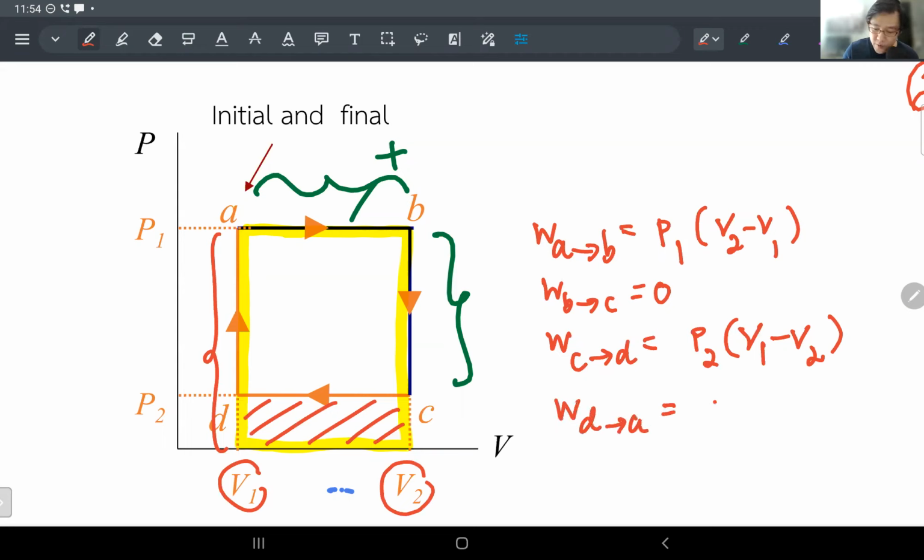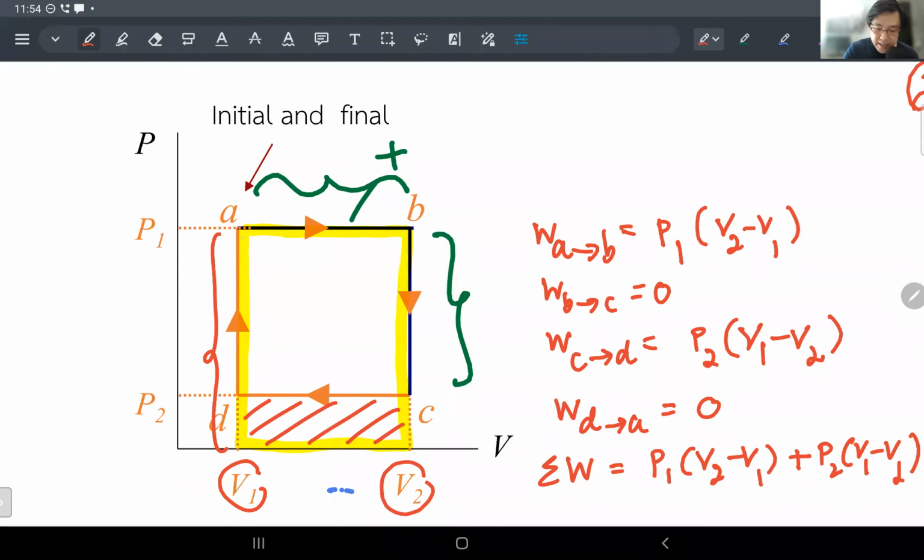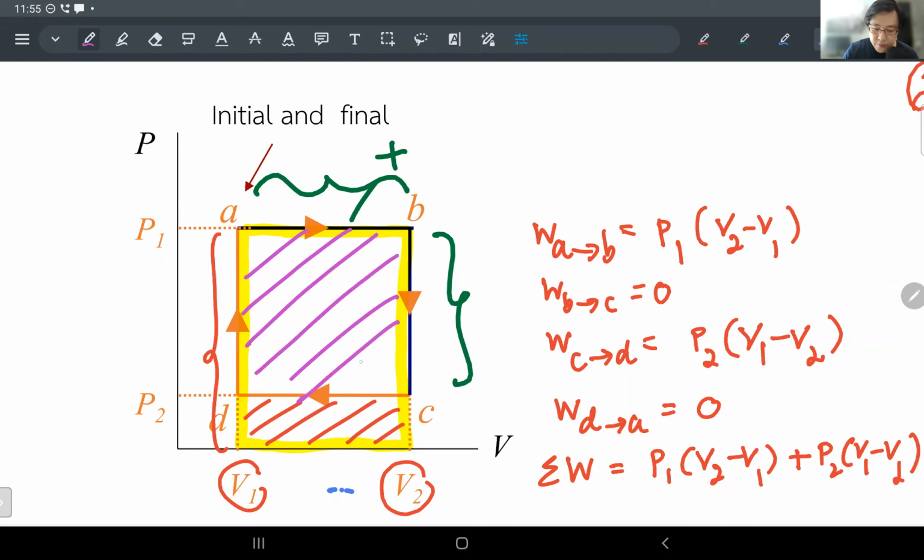D to A is 0 again. So the total work for the whole cycle is just going to be the sum of these four terms. As you can see, it's P1 times V2 minus V1, and then you add P2 times V1 minus V2. There you go. At the end, it's the same thing as you take the yellow area and subtract out the red shaded area. So you end up with just the area inside, once you combine these two together.